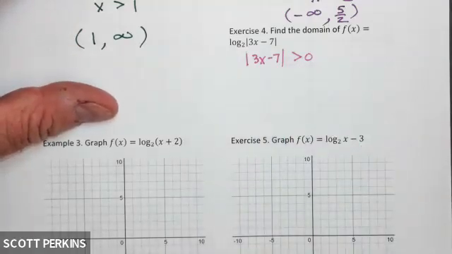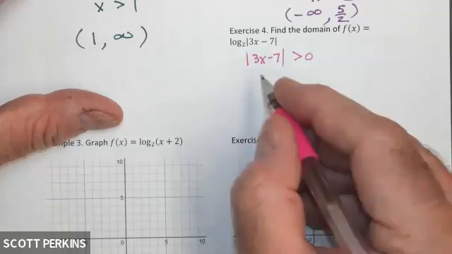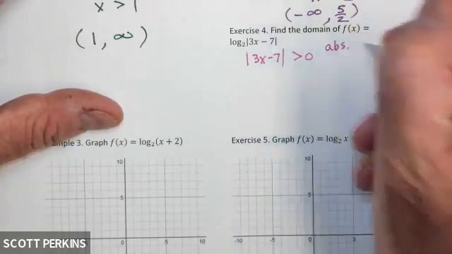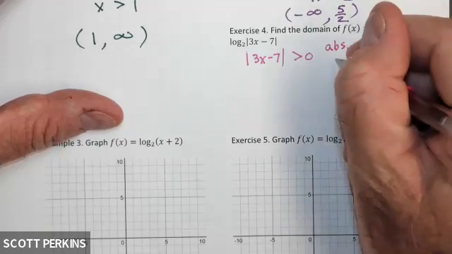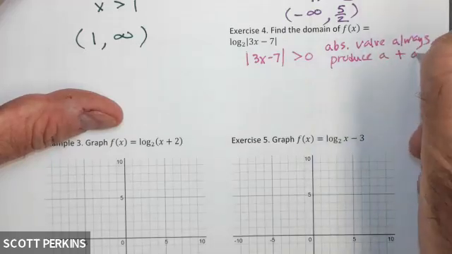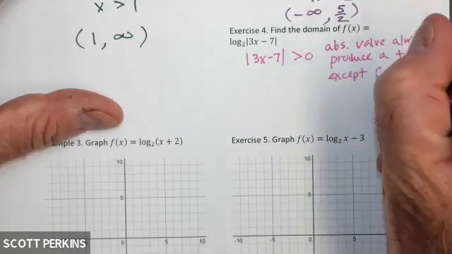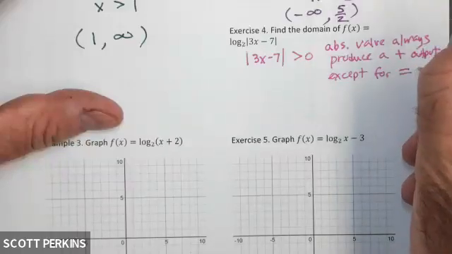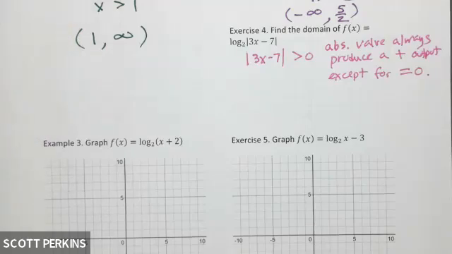No. So let me just summarize what I've said, because I know this is a difficult thought experiment here. The absolute value always produces a positive output, except for when it is equal to 0. So the value that we have to exclude is the value that makes that absolute value equal to 0. Okay? Otherwise, we're good to go.